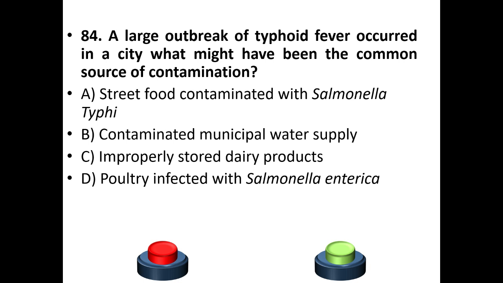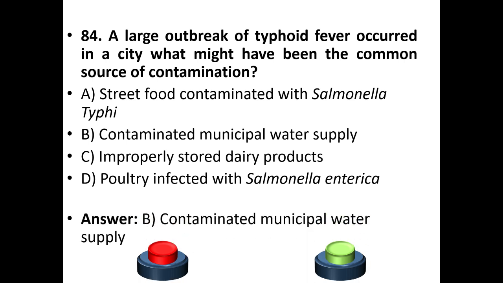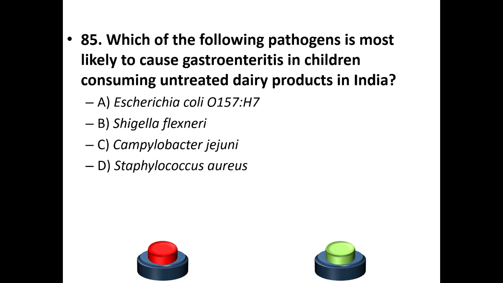84. A large outbreak of typhoid fever occurred in a city. What might have been the common source of contamination? Street food contaminated with Salmonella typhi, contaminated municipal water supply, improperly stored dairy products, poultry infected with Salmonella enterica. Which is the answer? Your answer is option D. Contaminated municipal water. It might have been the common source of contamination.